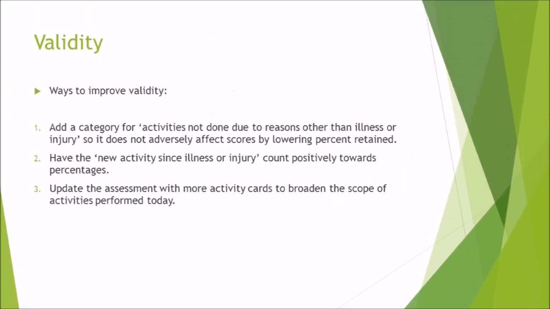To improve validity, you could add a category for activities not done due to reasons other than illness or injury, so it does not adversely affect scores by lowering percent retained. You could also have new activities since illness or injury count positively towards percentages. And lastly, you could update the assessment with more activity cards to broaden the scope of activities performed today.